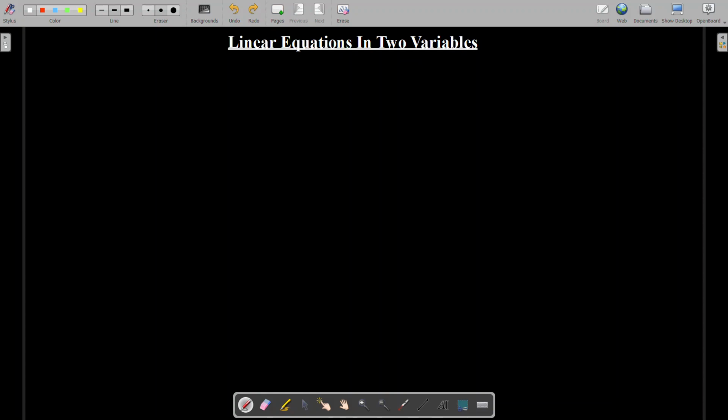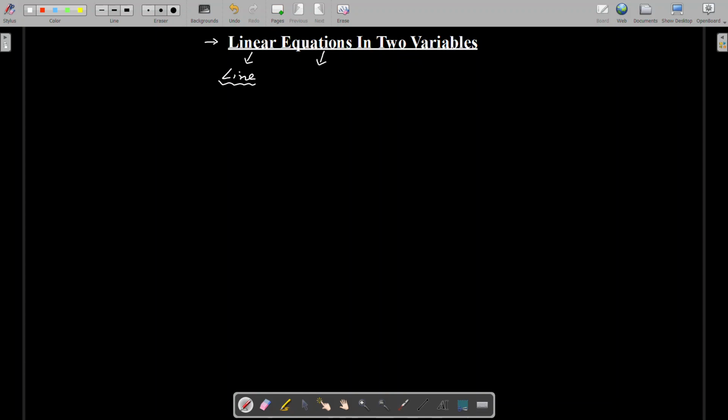Today we are going to start with the fourth chapter of the NCERT syllabus, that is linear equations in two variables. Before starting with the chapter, let us try to understand the meaning of the chapter. The first word is linear. We all know that the word linear came from the word line. That means in this chapter we are going to deal with lines.